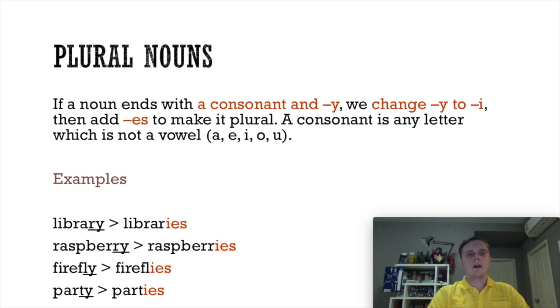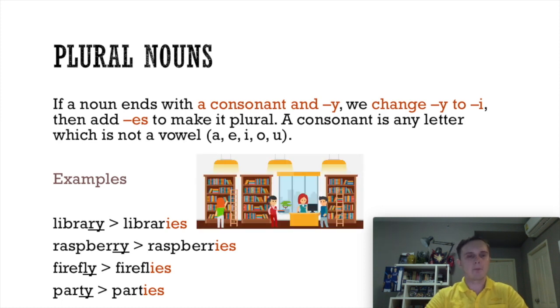We also need to know that if a noun ends with a consonant and y, first you need to change the y at the end of the word to an I, and then you add es. I hope you all know by now in IP5 that a consonant is a letter which is not a vowel. Vowels are A, E, I, O, and U. So if the letter before the Y is a letter other than A, E, I, O, U, then it is a consonant, and then we need to change Y to I. So let's look at these examples.